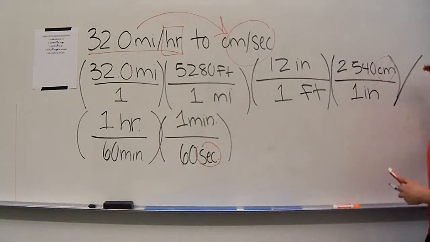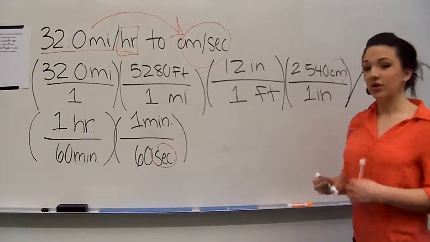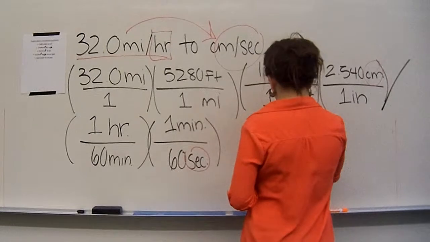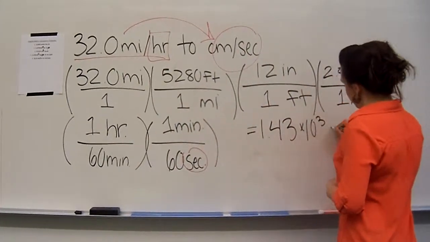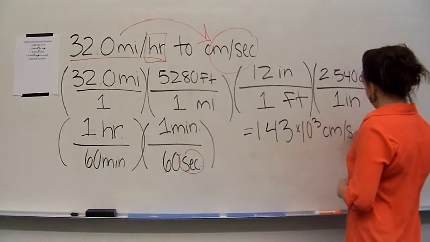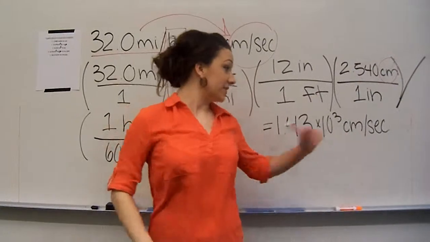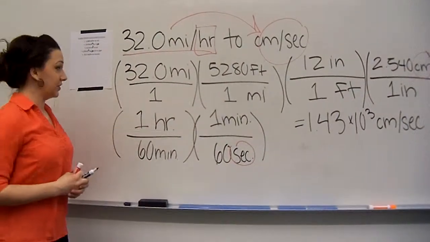And now we multiply everything on the top and divide it by everything on the bottom. Once you do that, you should end up with the answer of 1.43 times 10 to the third centimeters per second. As I said, my answer is in scientific notation, and it's important to verify everything you did.